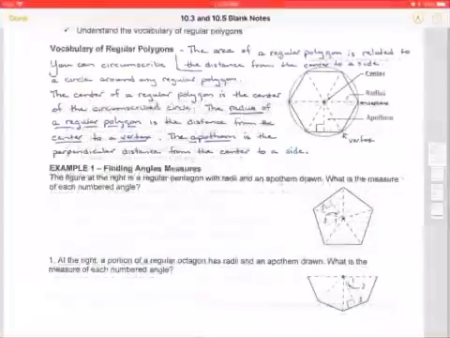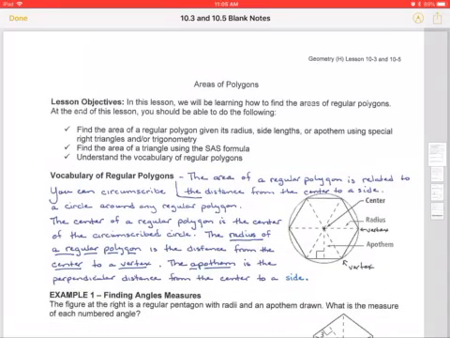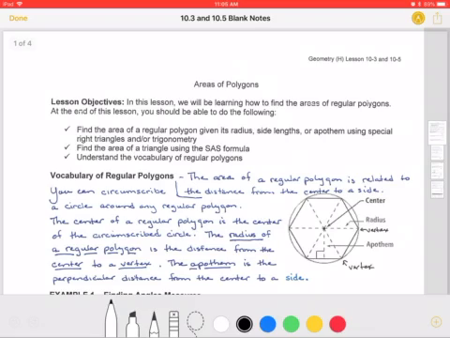Alright, now let's dive into 10.3, dealing with area of polygons. In this lesson, we'll be taking a look at the area of different polygons. So not quite just squares or triangles or trapezoids, kites, rhombus scenarios. We'll be taking a look at more abstract ones. We'll be taking a look at the area of them, given its radius, side lengths, and apothem, which is a new vocab term. Not too tricky to get down.